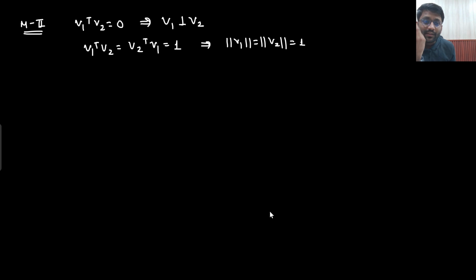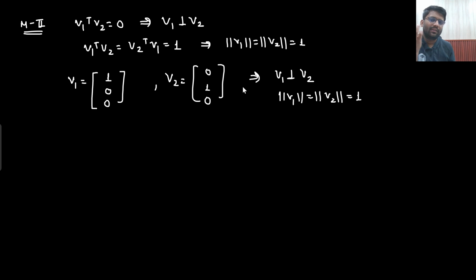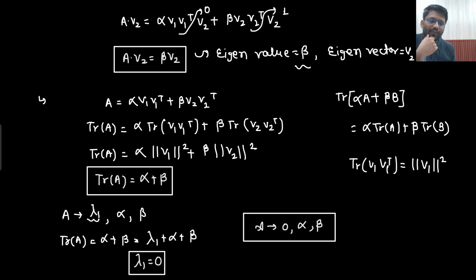So can I assume any eigenvectors like that? Not eigenvectors, can I assume any column vectors like that? I need to frame column vectors which are orthogonal to each other having length 1. V1 is 1, 0, 0. V2 is 0, 1, 0. Are they orthogonal to each other? V1 is orthogonal to V2. Is their length also 1? Yes sir, their length is also 1. Job done. If I am able to assume this one, can I write down the value of A? Alpha into V1 into V1 transpose.